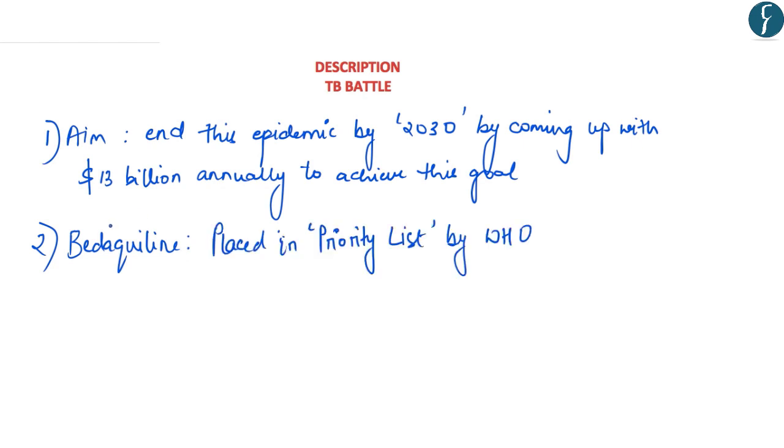Now the reason for putting bedaquiline under the priority list was because it has dramatically transformed the treatment for patients having multi-drug resistant TB and is now considered a powerful alternative drug, which is a part of a fully oral regimen.